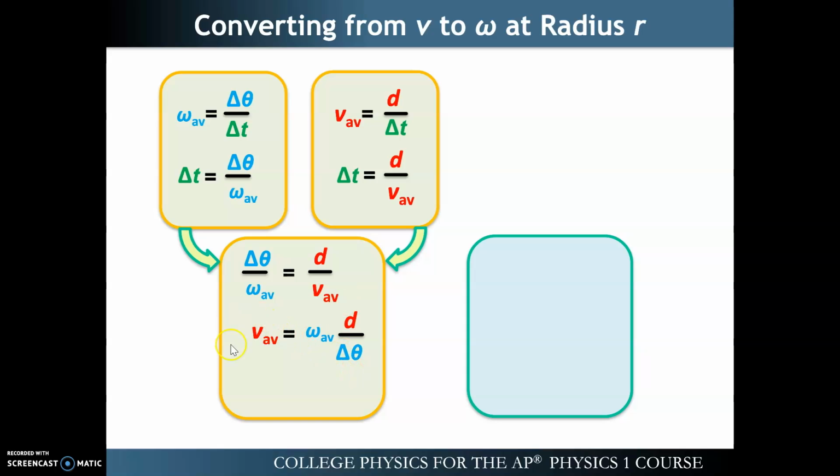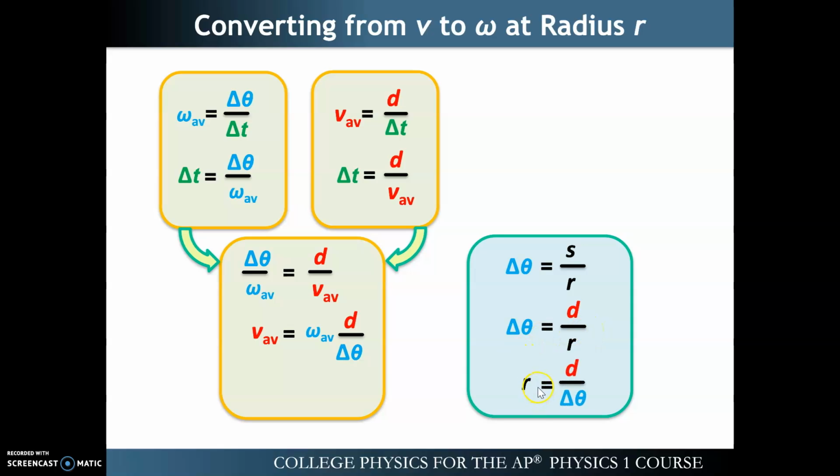Rearranging, cross-multiplying, we get that the average velocity is the average angular velocity times the distance, that arc length, over the angular displacement. But we know we can define angular displacement as the arc length divided by the radius, where our arc length here is a distance d.